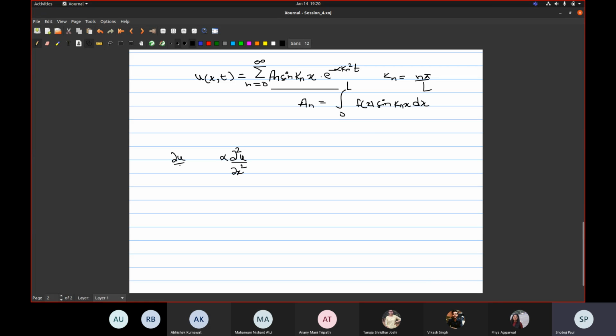Do u over do t. Okay, now this portion I know how I can discretize my double derivative. It will be something like u of n plus 1 minus 2 u of n plus u of n minus 1 over delta x squared.